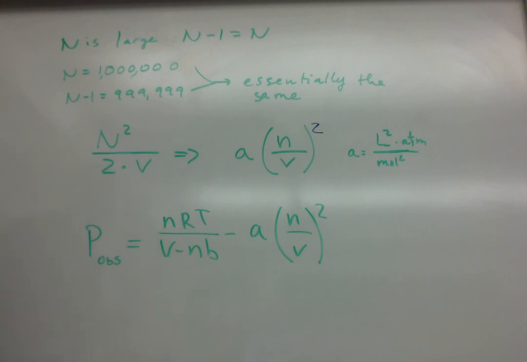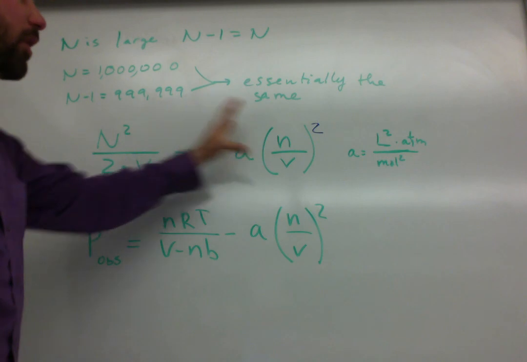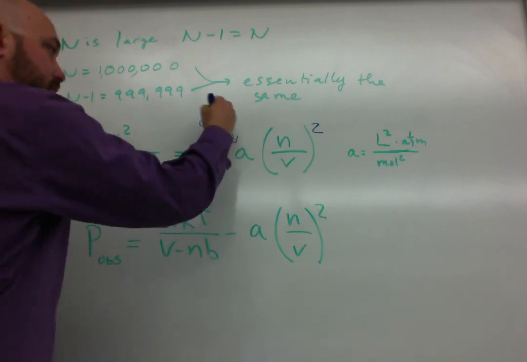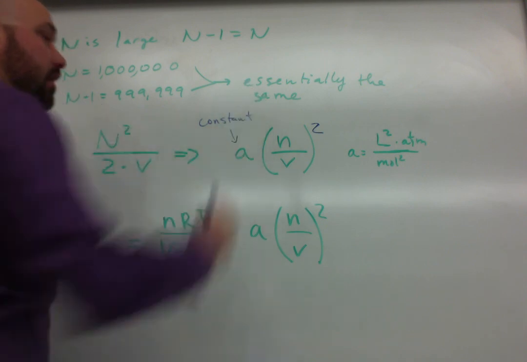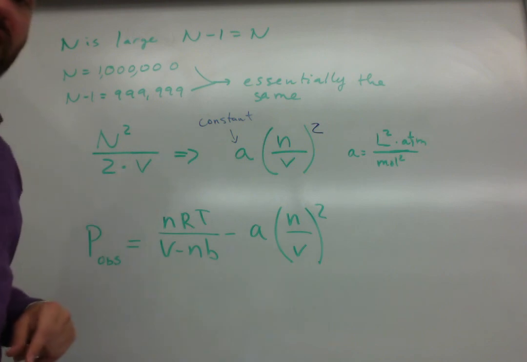Made a little correction there. Well, that is going to turn into our correction factor. a is the constant. That's our unit of concentration, but we're going to be squaring the whole thing.